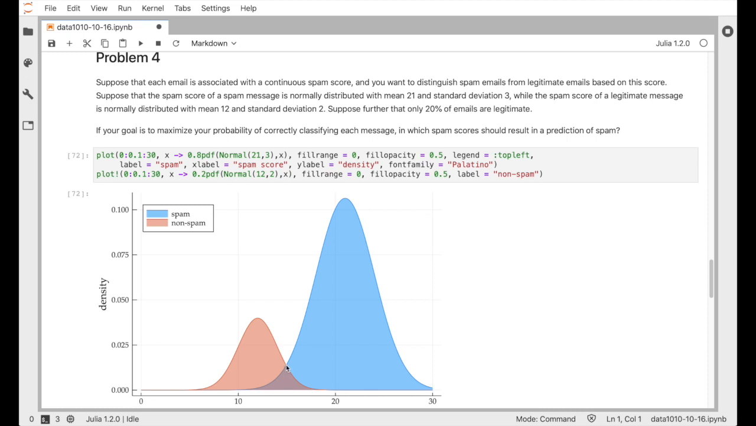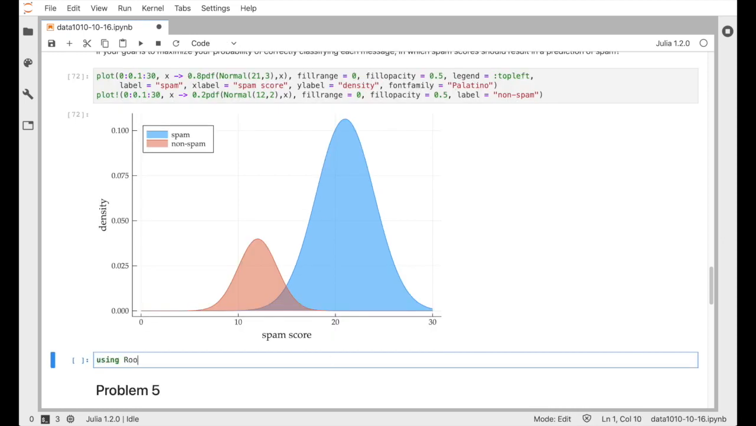But the crossover point is in fact exactly where these graphs cross, because the conditional probability of one class or the other is going to be determined by the heights of these two graphs at that particular value. So there's more probability density at this value of, let's say, 13 coming from legitimate messages than there is coming from the spam messages. So to find the threshold where to the left we should classify as legitimate and to the right as spam, we just need to find where these probability densities intersect.